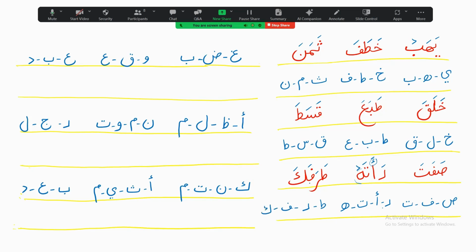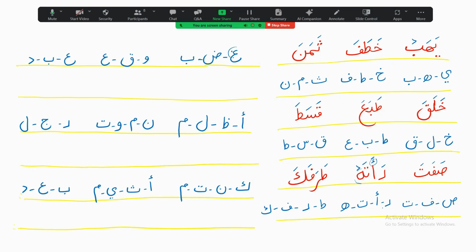So, a four-letter word, right? طرفك. This is how you join letters together to form a word. In the next example, we will see how we have these letters and compose a word from them. The first letter here is the ghain letter.